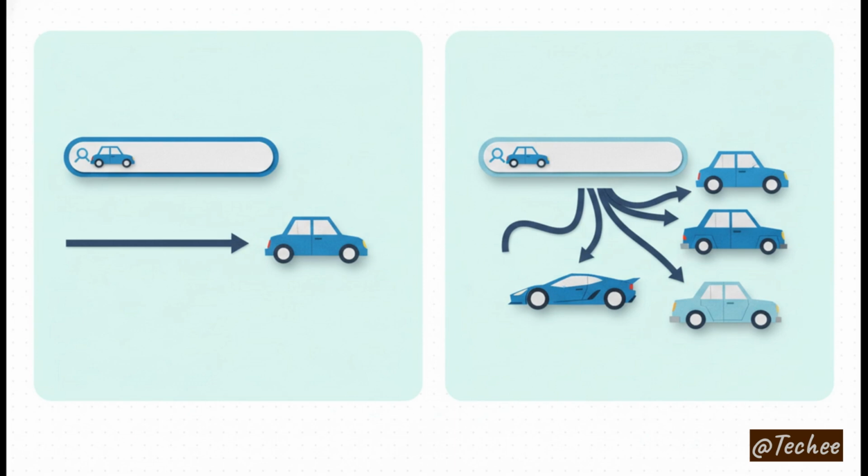But today's AI, it needs to go deeper. It has to understand what you mean, the whole idea behind your words. That's what we call semantic search. It's smart enough to know that Azure Automobile is basically the same concept as blue car. It's searching for meaning, not just words.